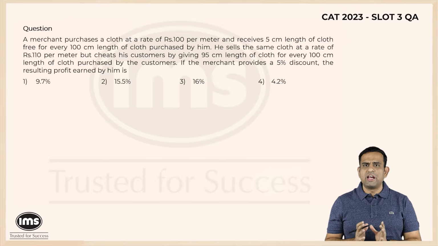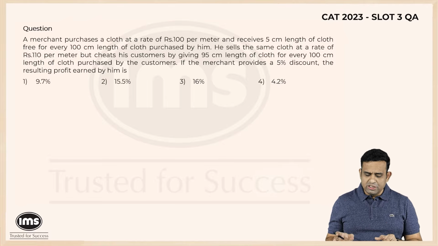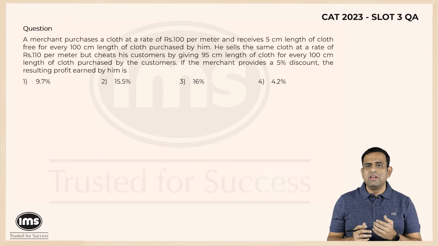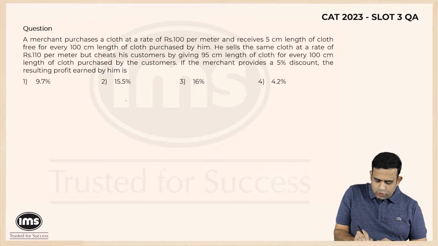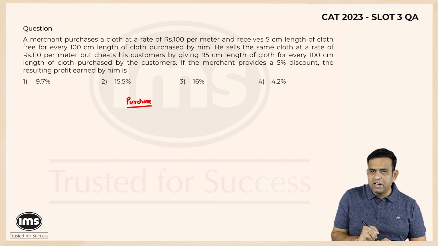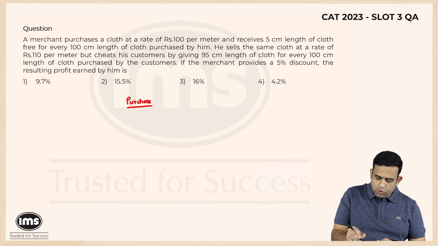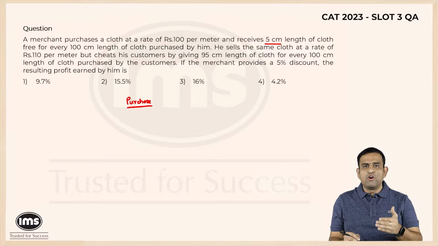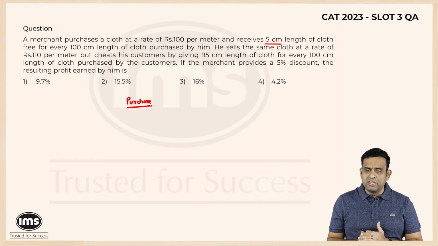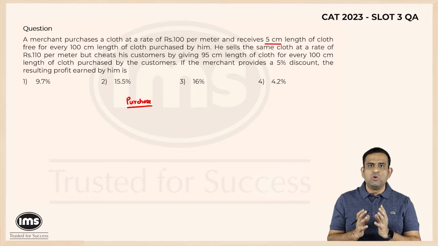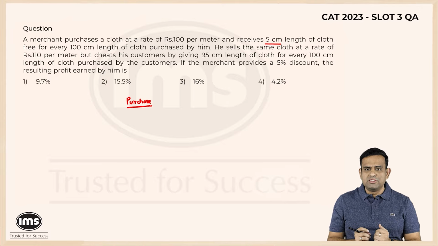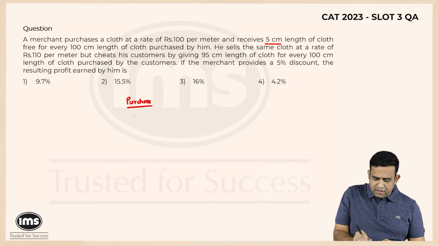So this particular question happens to be slightly straightforward. So if you look at over here, what is causing the profit? So one is basically the amount which he is taking extra while purchasing. So factors are going to be, one basically is during the purchase, how much extra is he getting? So if you look at this particular component, it is receiving 5 centimeter length of cloth free for every 100 centimeter length of cloth purchased by him. That basically means it's going to create a profit of 5% extra. So my multiplier in this particular case becomes nothing but 1.05.